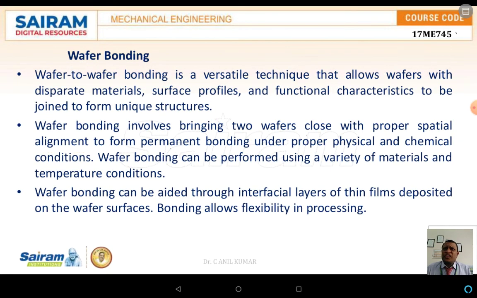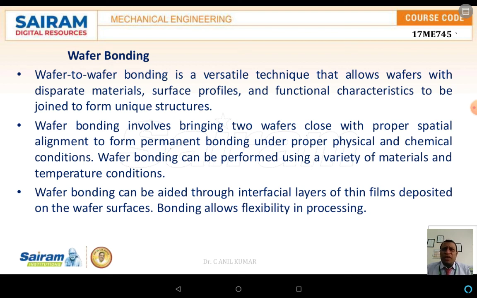The next part we are discussing is wafer bonding. As the name suggests, wafer-to-wafer bonding has to be done. Even here, the bonding can be either full or partial. Either disparate materials, surface profiles, or even functional characteristics are to be joined to form unique structures. As you know, wafer bonding involves bringing two wafers close to a proper position and aligning them to form a permanent bond.